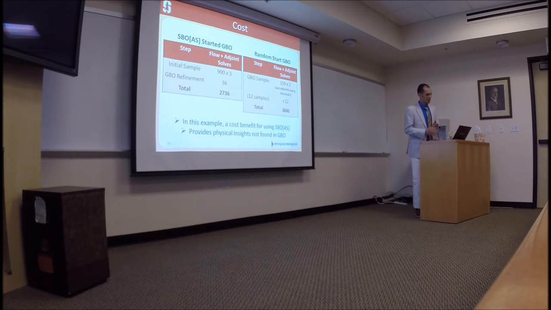To round out this experiment, I document here a comparison of the flow and adjoint solutions needed to reach the respective results. In this case, there's a small cost benefit for using the surrogate-based optimization approach, and it was able to find an improved result while the gradient-based optimizer was not. But more importantly here was that it was able to find these results while providing physically insightful information like these deformation modes, which you won't find in gradient-based optimization.